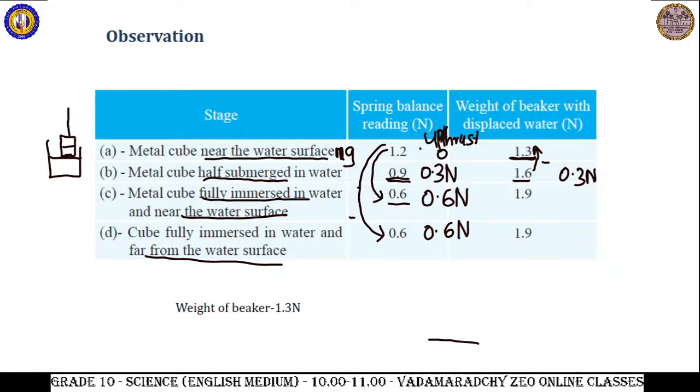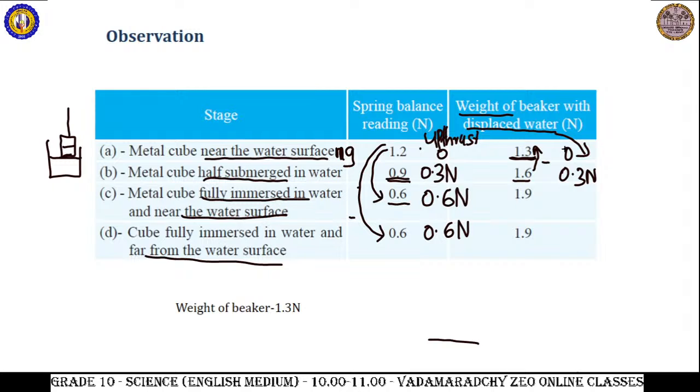0.3 Newton. This is the weight of displaced water. First instance, weight of displaced water is 0, since there is no water displaced. Second instance, when the metal tube is half submerged in water, the weight of displaced water is 0.3 Newton.